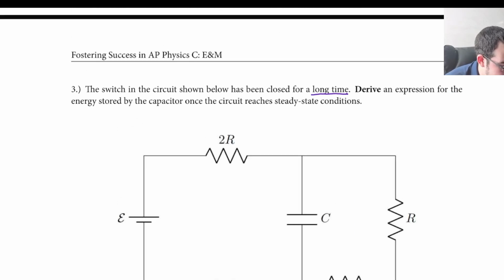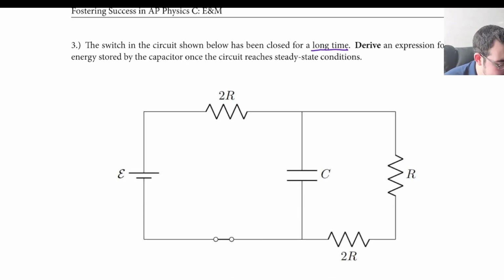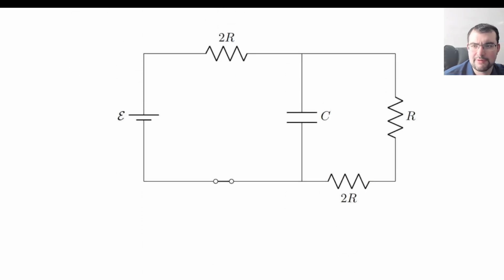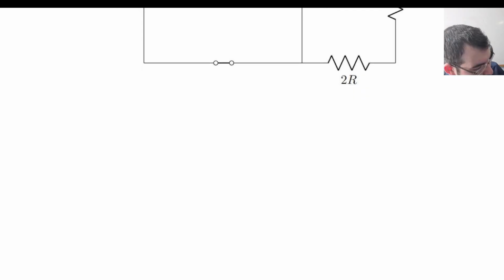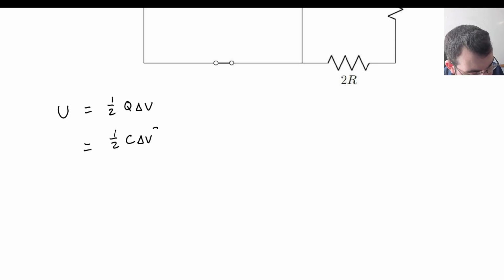What does it want? It wants the energy stored by the capacitor once the circuit reaches steady state conditions. Okay, steady state conditions, and we want energy stored. So there's three ways of finding energy stored by a capacitor. We have U equals 1/2 Q delta V, which is equal to 1/2 C delta V squared, which is equal to 1/2 Q squared over C.